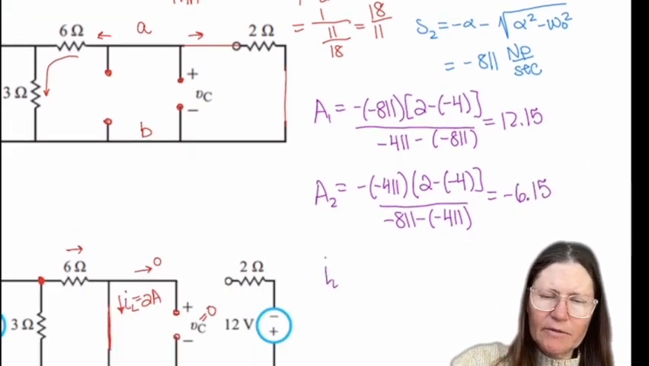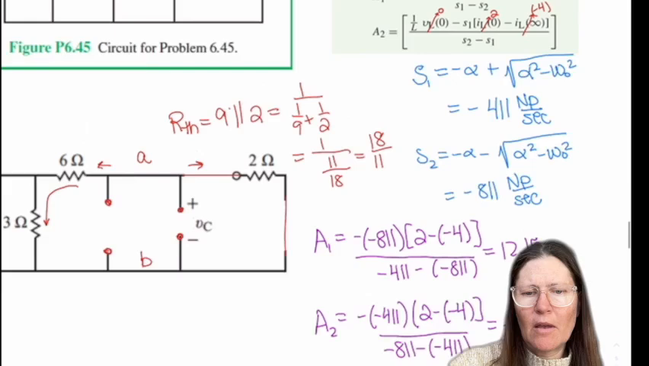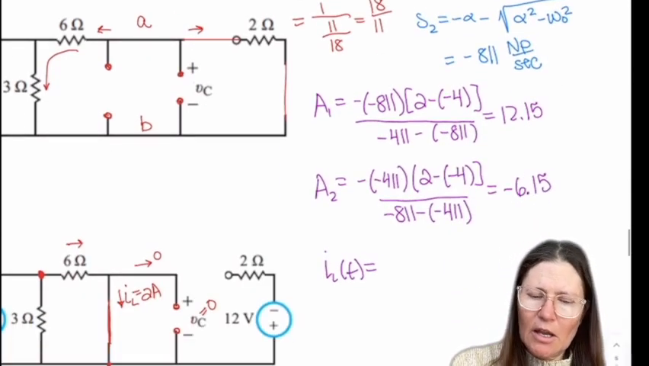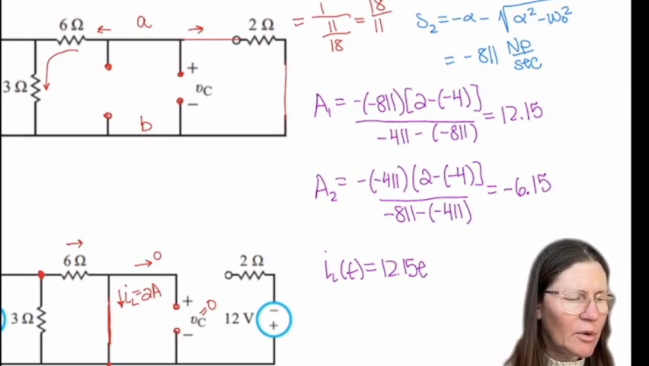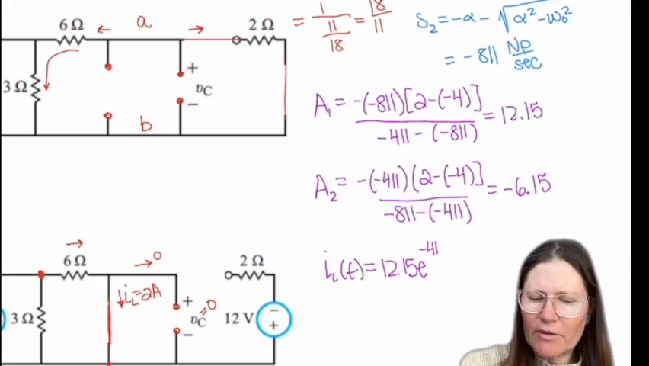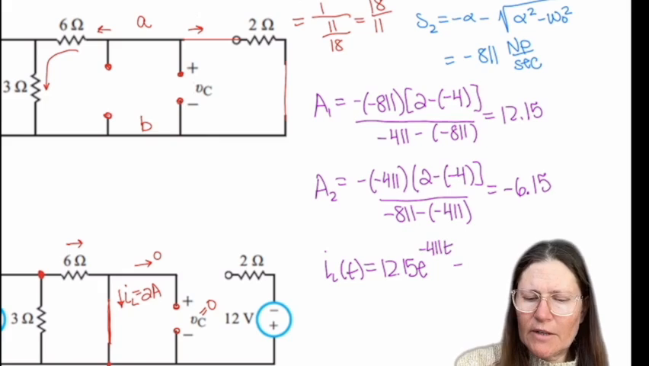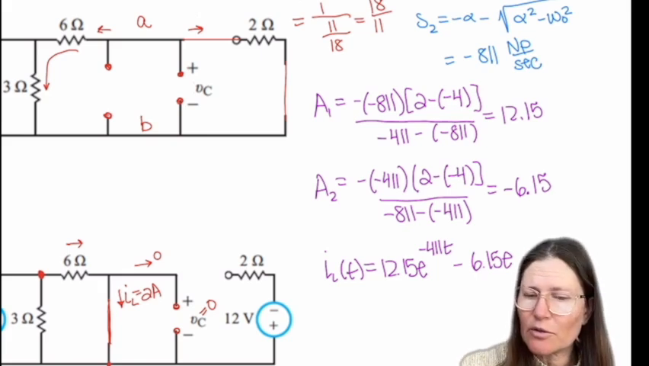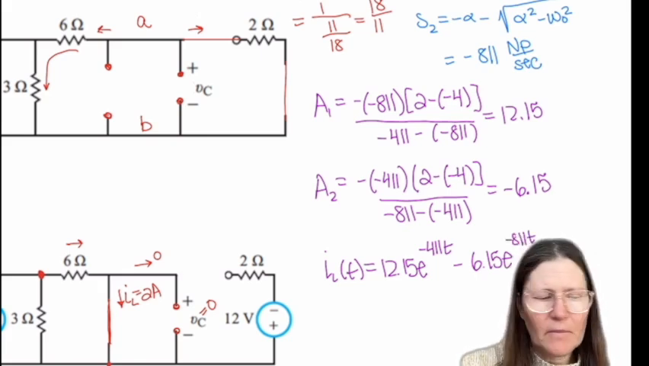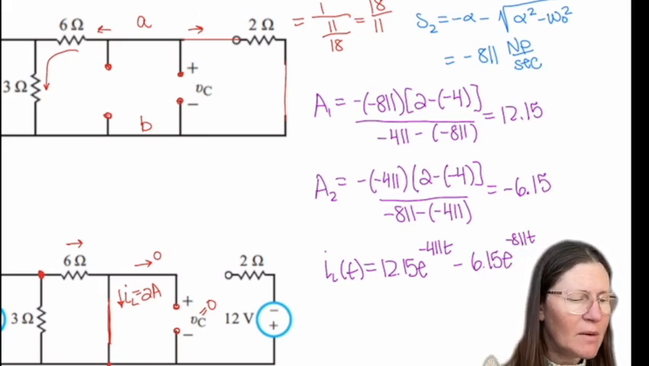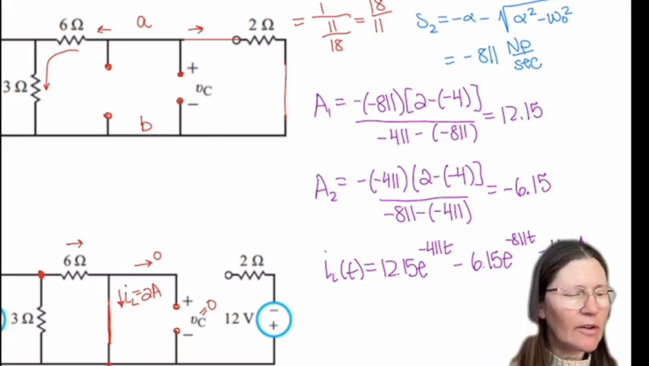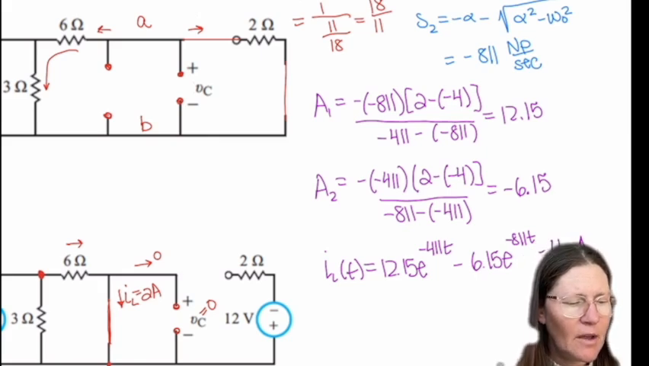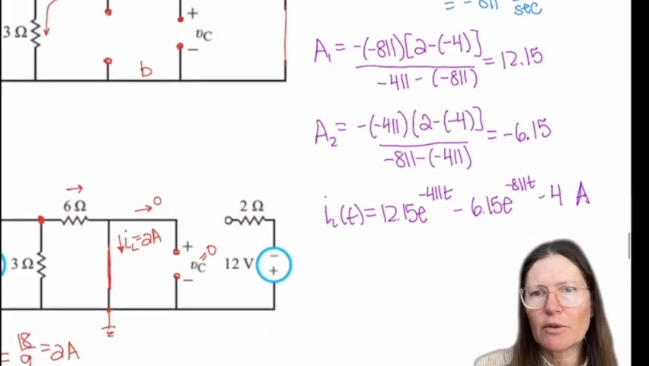And so IL of t is A1, 12.15 e to the S1t, so minus 411t, minus 6.15 e, so that's A2, e to the S2t, plus IL infinity, which was a minus 4. So this is our IL of t for t greater than or equal to 0.